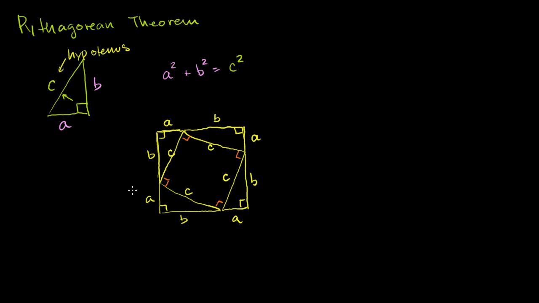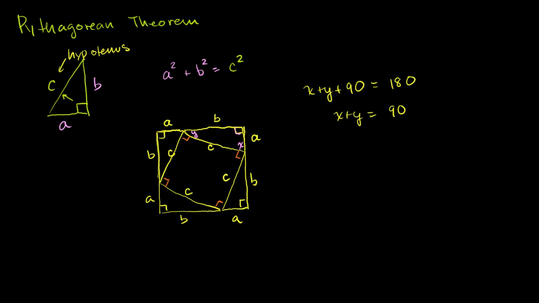You may or may not already be familiar that the angles in a triangle add up to 180. So if you call this angle x, you call this angle y, we know that x plus y plus 90 degrees have to be equal to 180. Or you could say that if you subtract 90 from both sides of this equation, x plus y is going to be equal to 90. I just subtracted 90 from both sides. 180 minus 90 is 90.